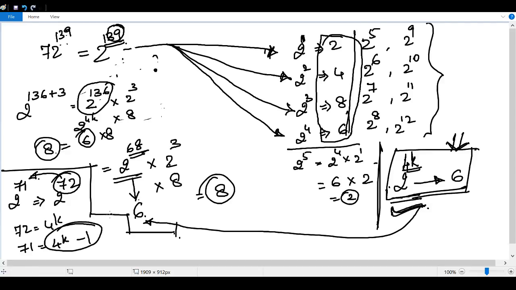Now when I look at 1 less than a multiple of 4, do you realize it falls under this category in my entire cycle? So 1 less than a multiple of 4 falls under this category, which is 8. So the unit digit of this is going to be 8.